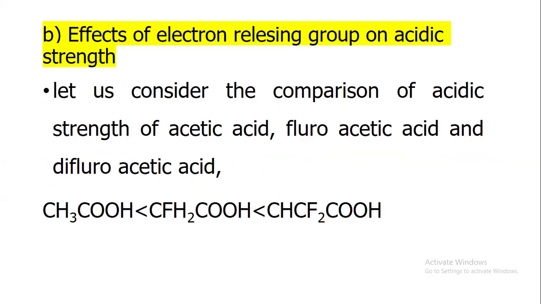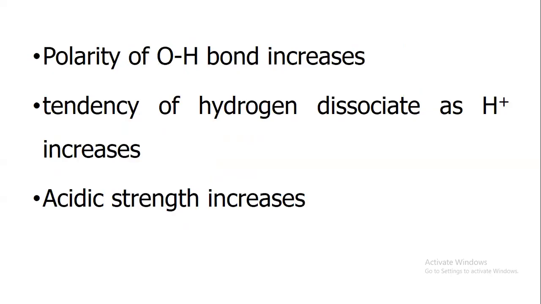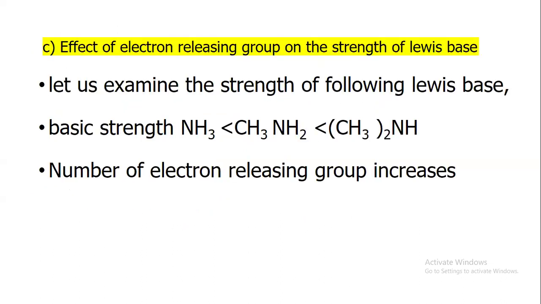Effect of electron withdrawing groups on acidic strength. Consider the comparison of the acidic strength of acetic acid, chloroacetic acid, and dichloroacetic acid. The number of chlorine atoms increases, so the number of electron withdrawing groups increases. Now the electron density in the O-H bond decreases, strength of the O-H bond decreases, polarity of the O-H bond increases, tendency of hydrogen to dissociate as H+ increases, and acidic strength increases.